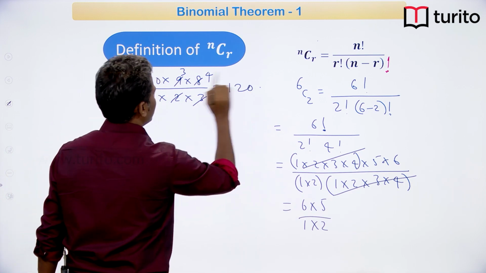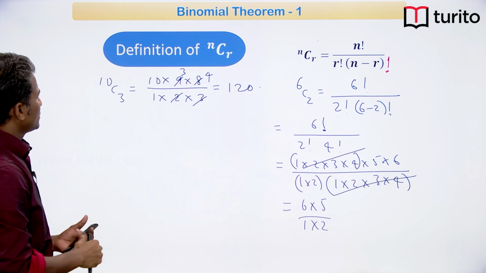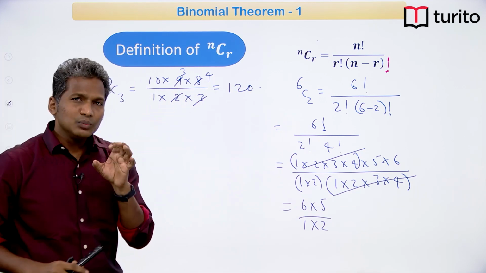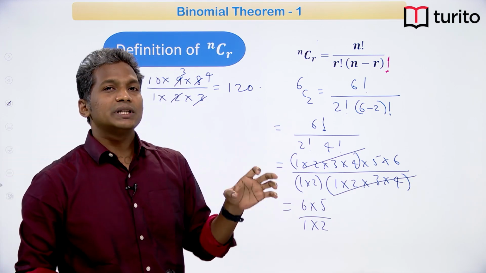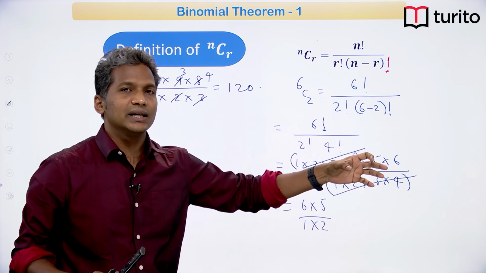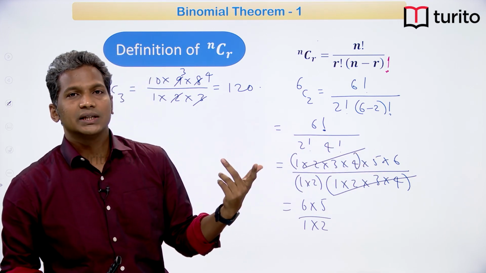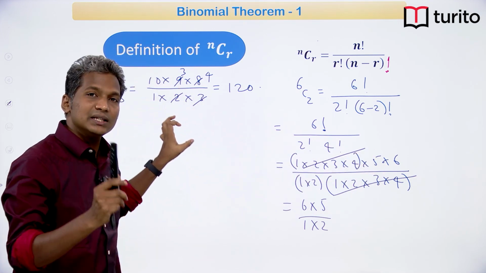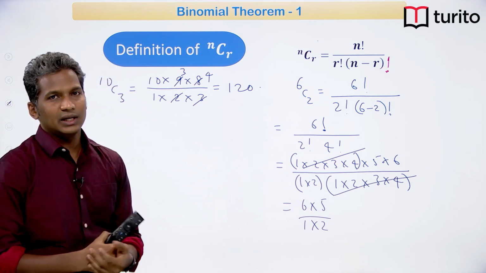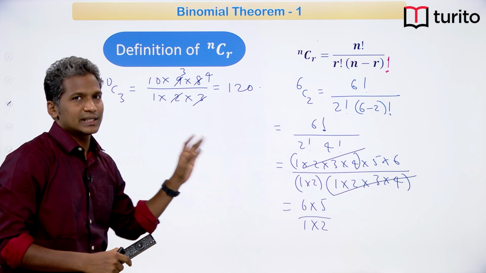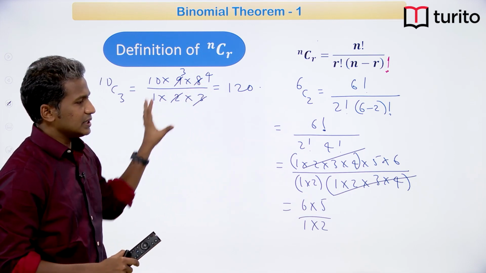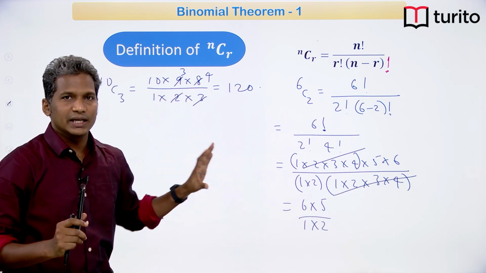which is 120. So when I am cancelling, I mostly prefer not to cancel 10, because 10 is going to give us zeros at the end. So calculation wise, leaving 10s aside is going to help us in the final calculation. So this way we can calculate the nCr. So this is one simple idea of calculating nCr.